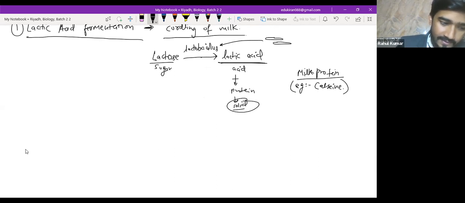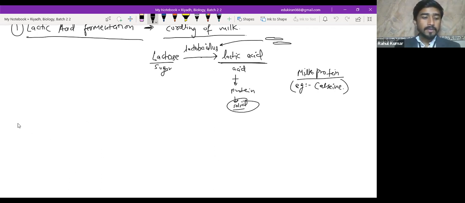Muscle cells and certain bacteria like lactobacillus oxidize NADH by transforming pyruvate into lactate, and this is called fermentation.